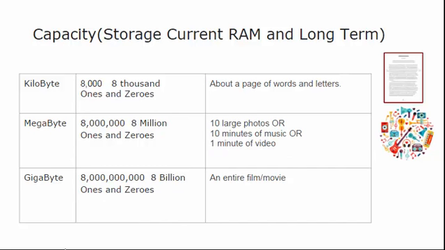And then finally a gigabyte. So 1 gigabyte is equal to about 8 billion ones and zeros. So what can you do with 8 billion ones and zeros? Well, you can represent and store an entire movie or a film. One movie or film, you need about 8 billion ones and zeros.